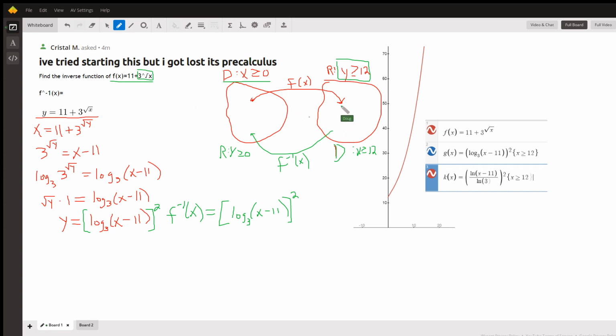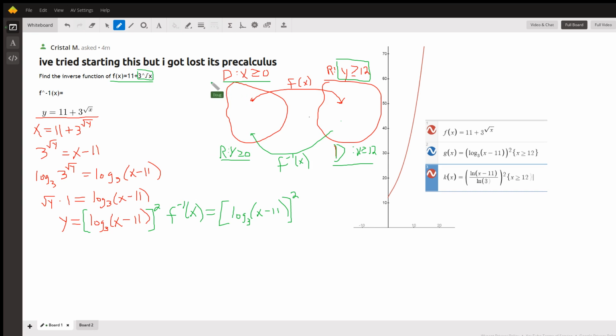Now if we map elements of the range back to the domain using the inverse function, the range of the original function becomes the domain of the inverse. And as we map images in the range back to the domain, we'll get values for y that are greater than or equal to 0. That is the domain of the original function.